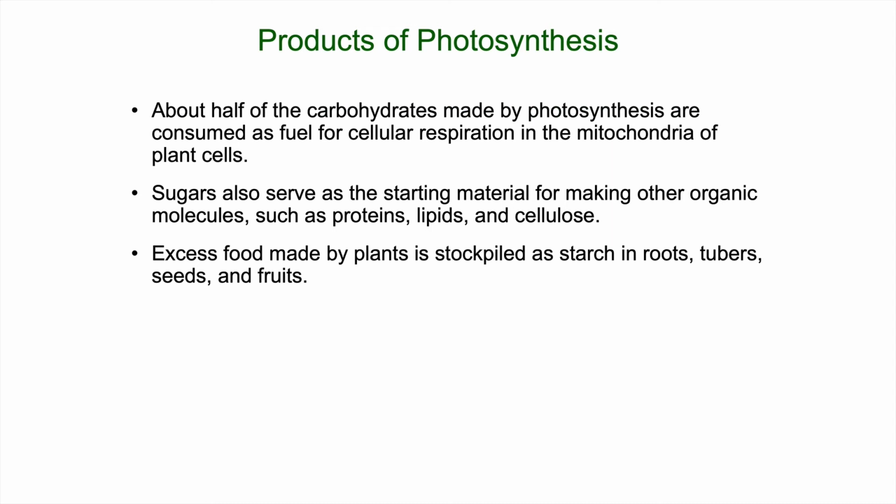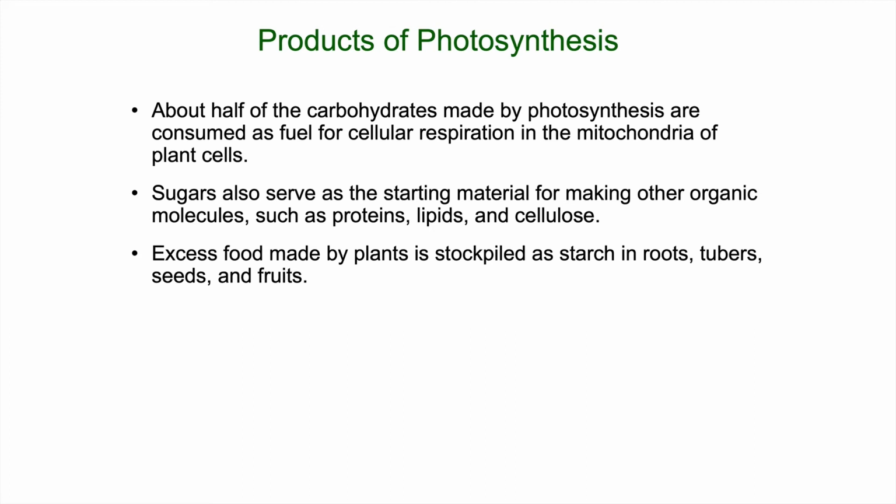So what happens to the products of photosynthesis? Well, about half of the carbohydrates that are made in photosynthesis are used by the plant or by the cells that make the carbohydrates, because they have to go through cellular respiration too, because they need ATP to fuel other cellular processes, and they don't get it from photosynthesis. So they make their carbohydrates, and about half of them they burn in their mitochondria. They also use the sugars as a raw material to build all the other organic molecules: proteins, lipids, starches like cellulose in the plant.